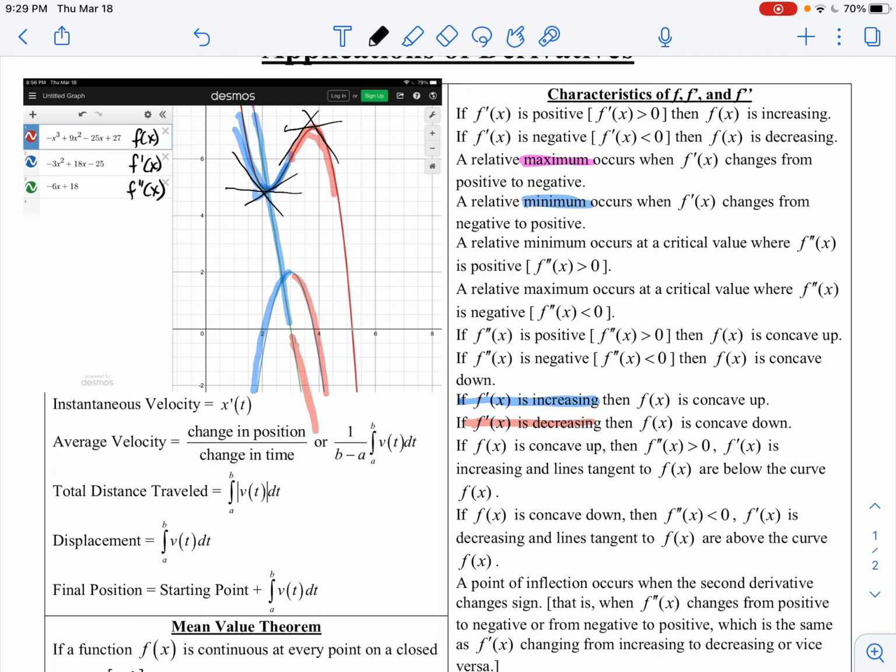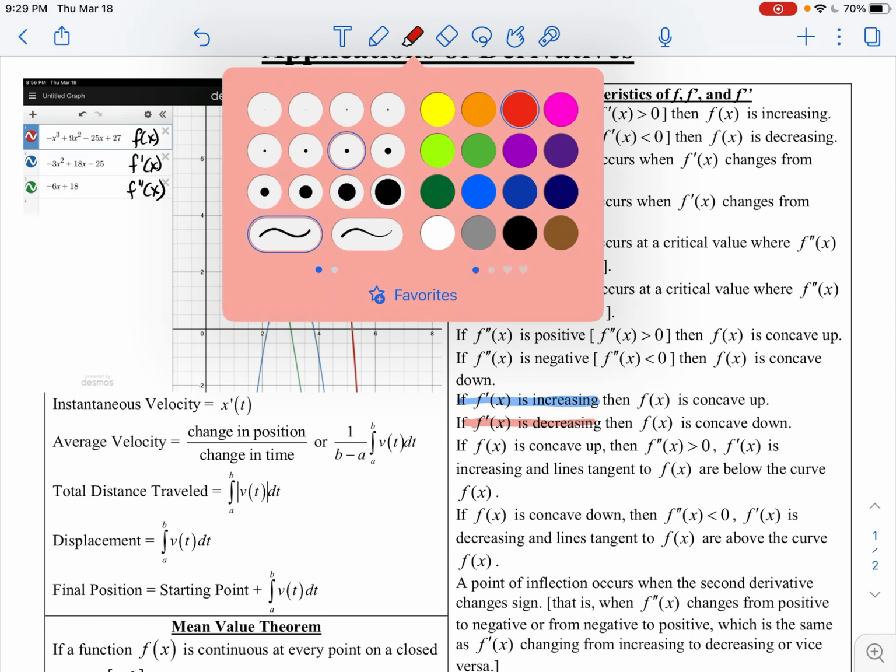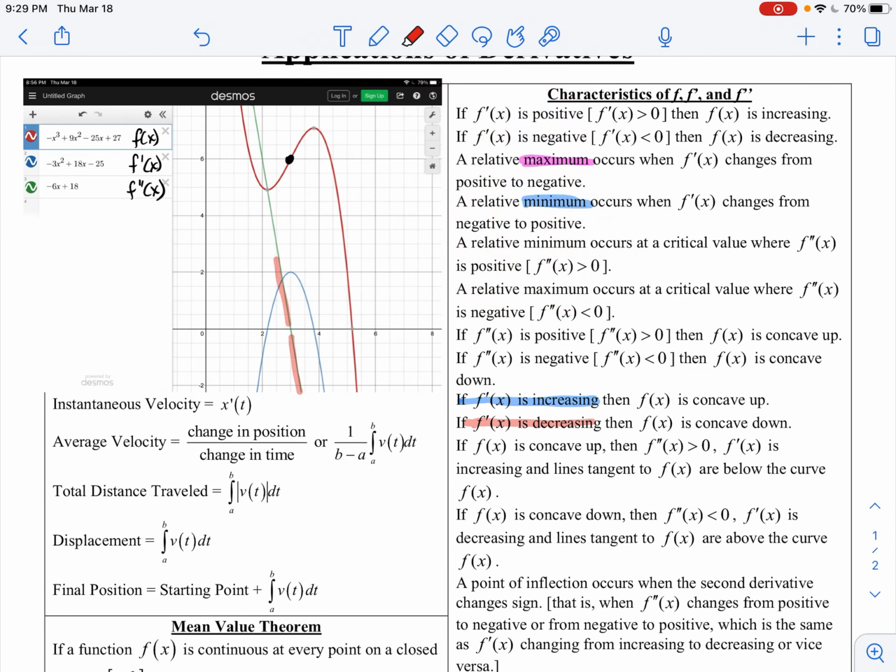All right, next up, we're talking about a point of inflection. So I'm going to erase some of this stuff. My point of inflection is right here. That's where I change concavity. So let's see. It says a point of inflection occurs when the second derivative changes signs. Does that line up with where my second derivative changes signs? Absolutely. I'm going from, let's see, positive to negative, and that's where that point of inflection occurs. Or if it changes from negative to positive.